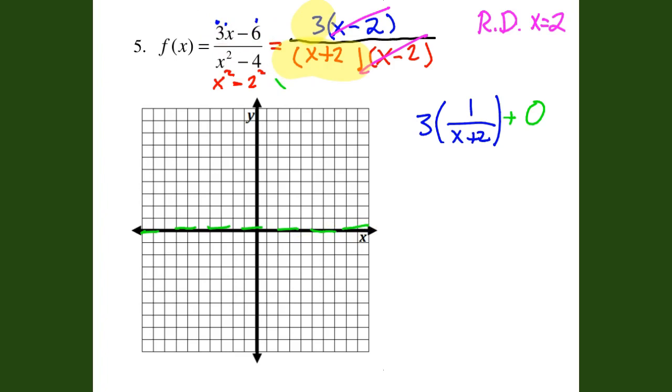And then the vertical will be at -2. And we have a value of 3, so I'm going to go up 3 over 1. That'll be one reference point. This will be the other, down 3, left 1.